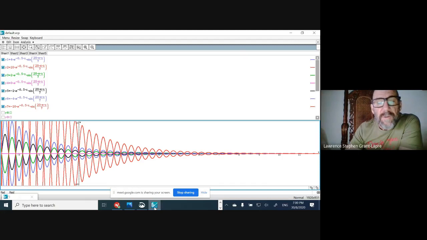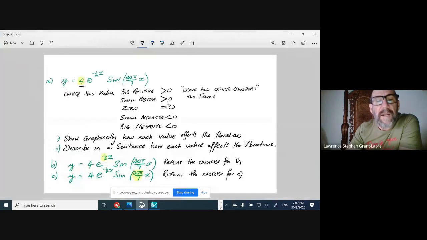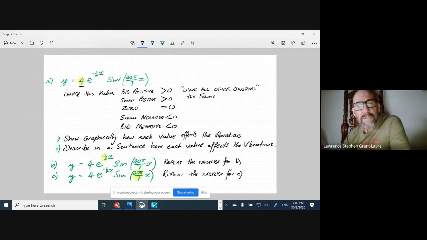All right, so I hope this has helped with this particular activity. I've only looked at the 4. You can play around with the other values and see what happens.